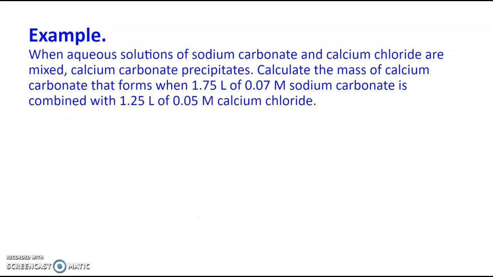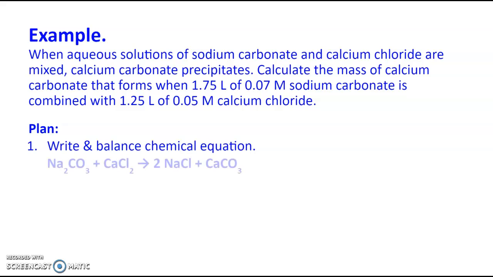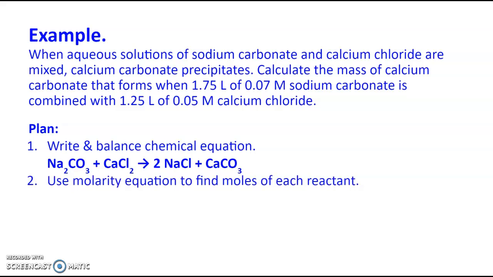Another example actually requires us to think a little bit about a chemical reaction. So first we're going to write and balance our chemical equation. We have aqueous sodium carbonate plus calcium chloride gives us sodium chloride and calcium carbonate. And so if we start with 1.75 liters of a 0.07 molar solution, and then we combine it with 1.25 liters of a 0.05 molar calcium chloride solution, we want to know how much calcium carbonate we could make.